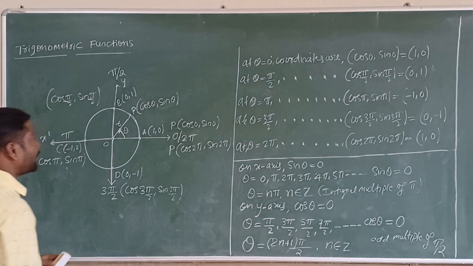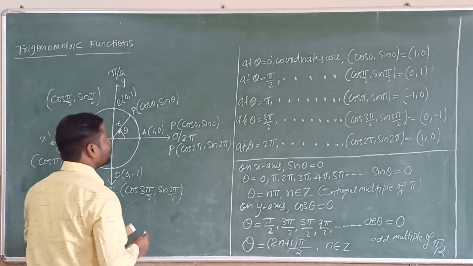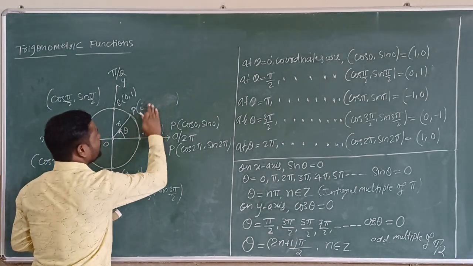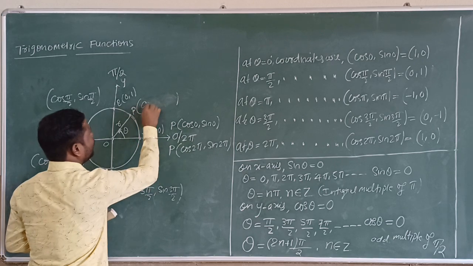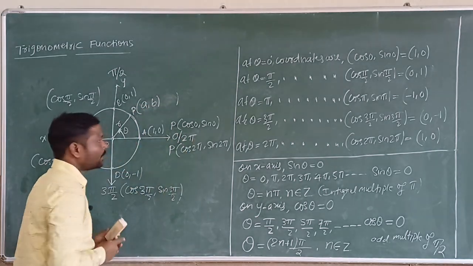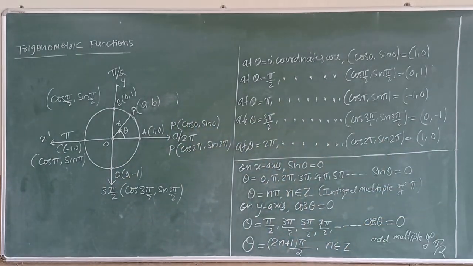Next one, take care: in the place of cos theta and sin theta, take that as a comma b. Okay, take this one as a comma b. This one is also a comma b. Wait, I will draw a new figure and explain.